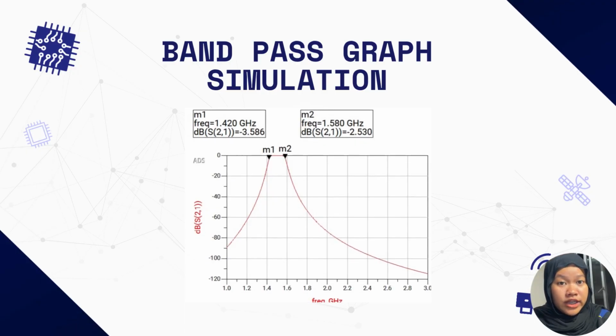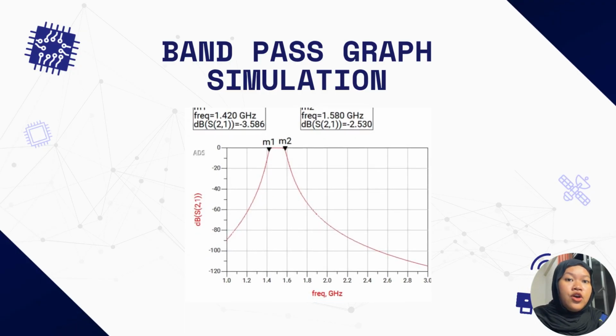So next, the simulation shows the insertion loss response, or S21, plotted against frequency using ADS. This graph verifies the performance of our 5th-order band pass filter design. We have placed 2 markers, M1 and M2, to identify the cutoff frequencies at the band edges.